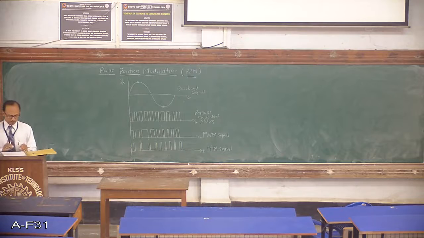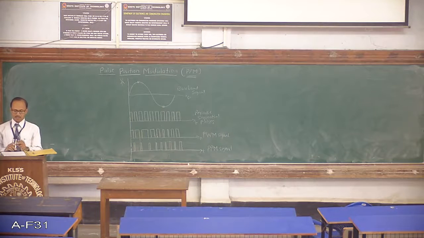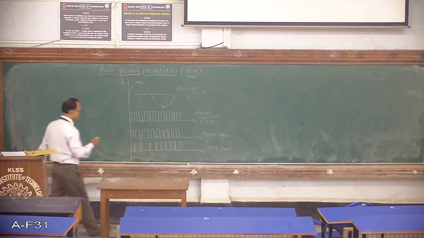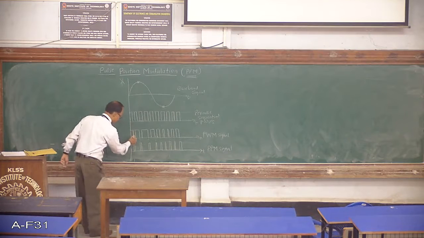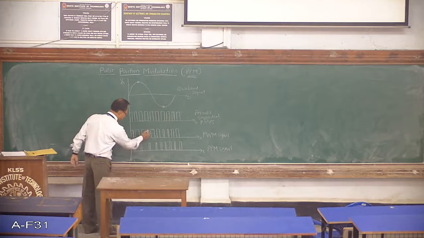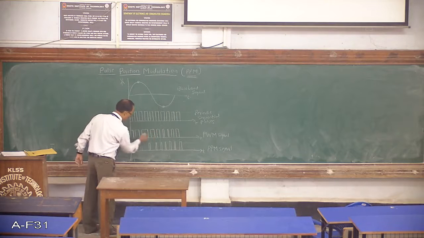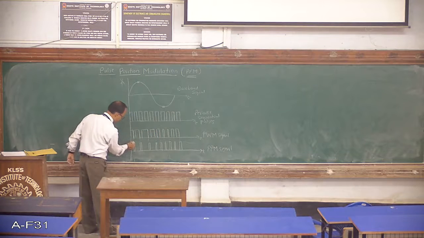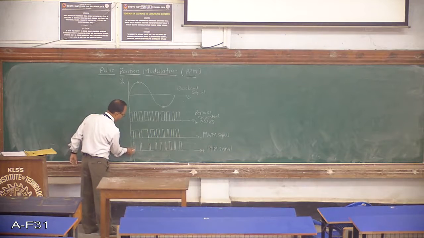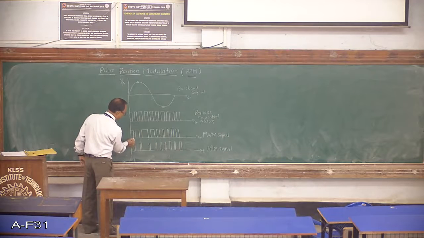Here basically what happens is each trailing edge of the PWM pulse is a starting point for the pulse in PPM. As you can see here, this is the trailing edge of the PWM signal. These are the trailing edges of the PWM signal. These trailing edges become the starting edge for the PPM pulses. So this trailing edge of this PWM signal becomes the starting edge for this PPM signal, and it produces a pulse of constant height and constant width.